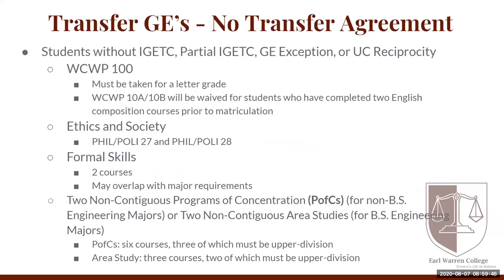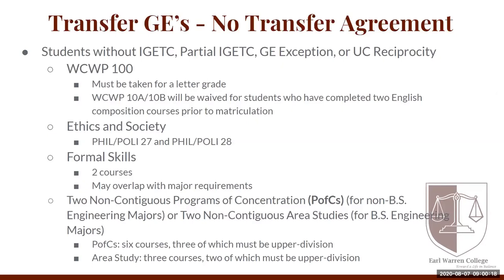Now, students without a transfer agreement or transfer GE exception must complete the 4 GE requirements that our freshmen typically follow. Warren Writing 100, which again must be taken for a letter grade. And for all of our students, whether you came in with a transfer agreement or not, we recommend that you complete this course as soon as you can. Some of you will be able to take this class in the fall quarter. However, some of you will need to plan to take it either in winter or spring.